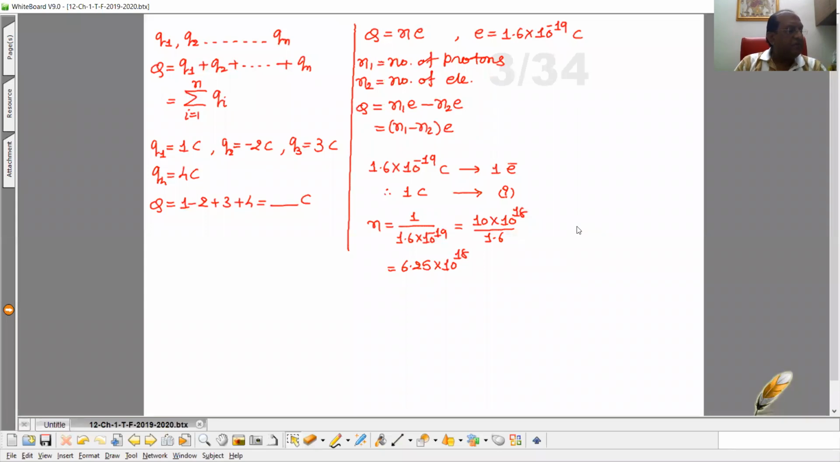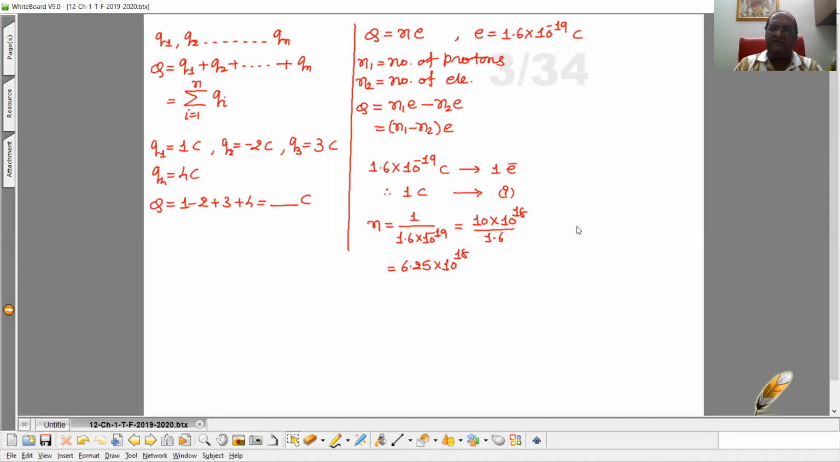Then the next topic, that is basic properties of electric charges. Now see, when the distance between charged bodies or charged particles is large compared to the dimension or the size of the charged body or charged particle, then the charge will be considered as a point charge. Now, first thing, that is additivity of charges.